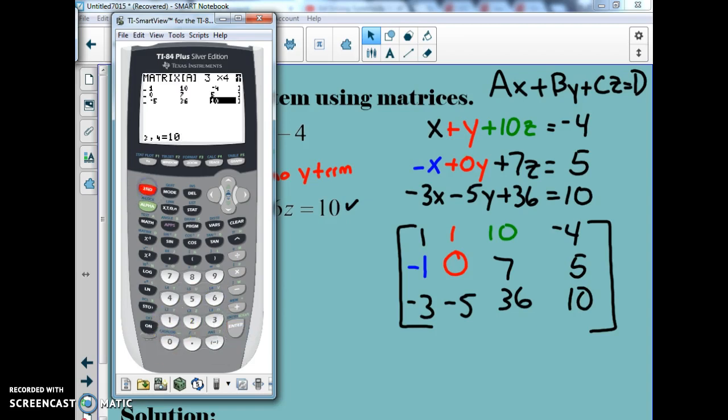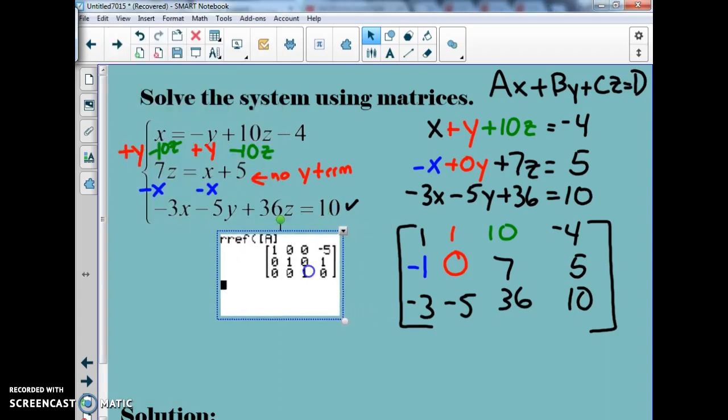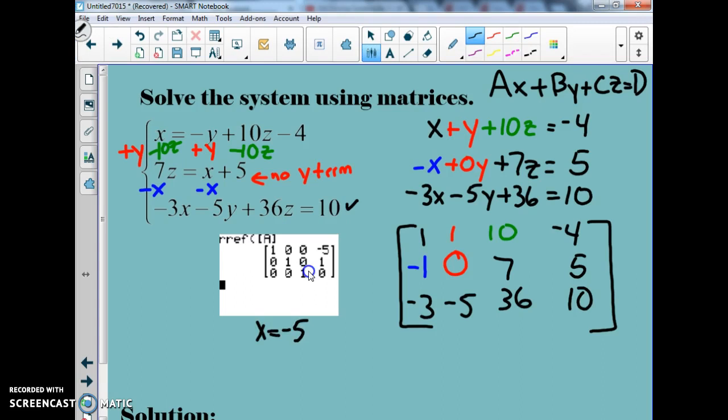All right, quit out of that by second mode, which quits us out. Second, x to the power of negative 1 puts me back into my matrix. I go to math, scrolling up a little bit to get to rref. Hit enter. I'm going to reference the matrix A, so second, x to the power of negative 1, hit enter for matrix A, and I get that my solution now works. I have x equal to negative 5, y equal to 1, and z is equal to 0.